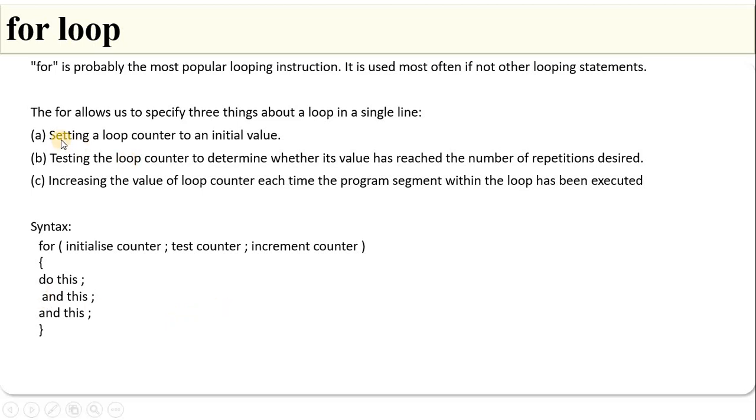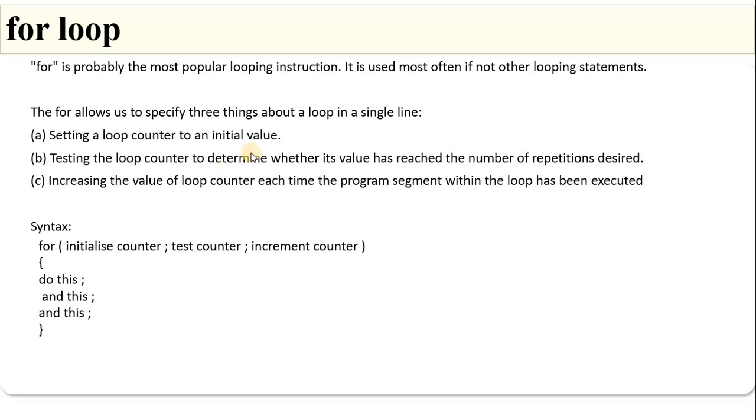Those are setting up a loop counter to an initial value, that is initialization, testing the loop counter to determine whether its value has reached the number of repetitions desired, that is your condition, and then increasing the value of loop counter each time the program segment within the loop has been executed. Third one is increasing the value of the loop counter each time the body of the for loop is executed.